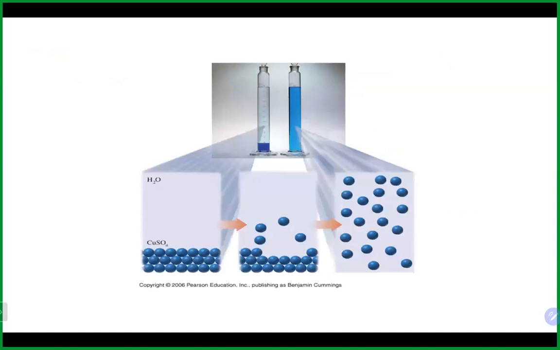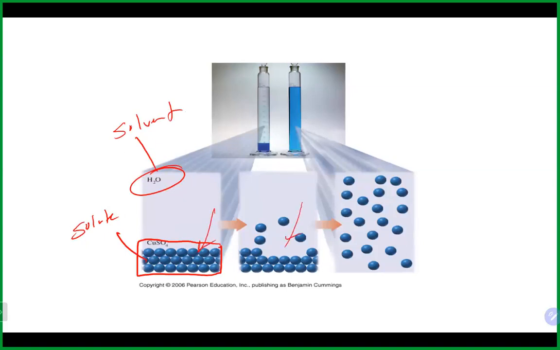So this is a copper 2 sulfate solution. This is our ionic compound here, which would be our solute. Obviously, water here, which is the larger part, would be our solvent. And as we start to mix it, our solid will start to dissolve. And now we have basically ions floating around in this solution.